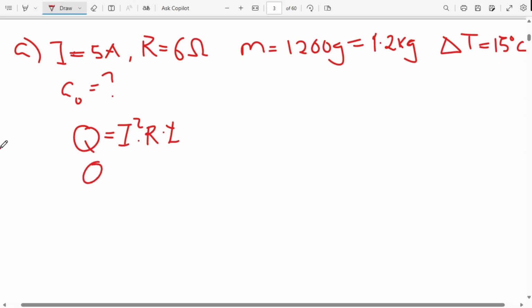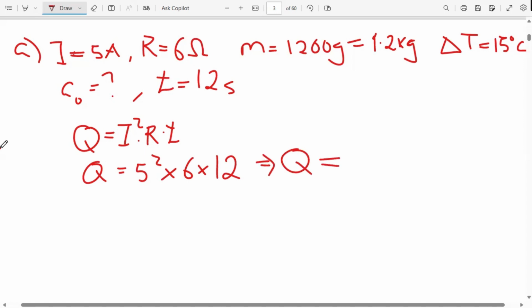So the heat is going to be equal to the current squared, which will be 5 squared, multiplied by 6, multiplied by the time. Did I include the time in my data? No, I didn't include the time, but they've given us the time to say the heating actually just took place for 12 seconds. So this multiplied by 12 seconds, and our Q will be equal to 1800 joules. 1800 joules is the heat that is supplied, or the electrical energy that is supplied, of which that electrical energy is directly converting to heat energy that will be used to heat up this oil. So we found the heat that this oil is going to absorb.